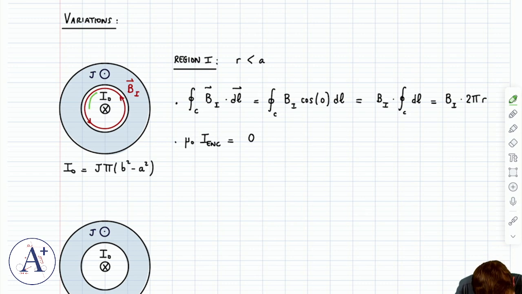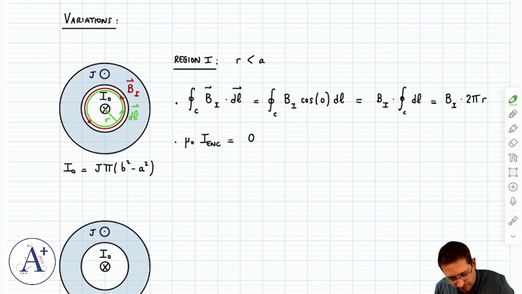Same thing, right? Oops, no, that's not the same thing. There we go. Amperian contour, radius little r. Okay, dl. All of it, all the same. In fact, so much so that this does not change. It's just B1 times 2 pi r.